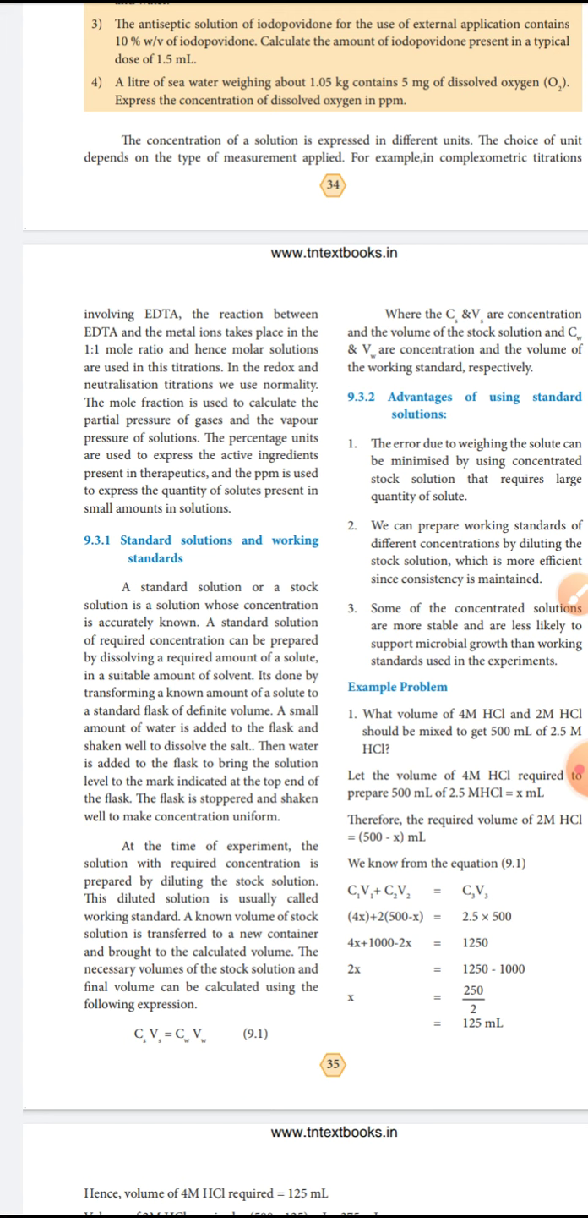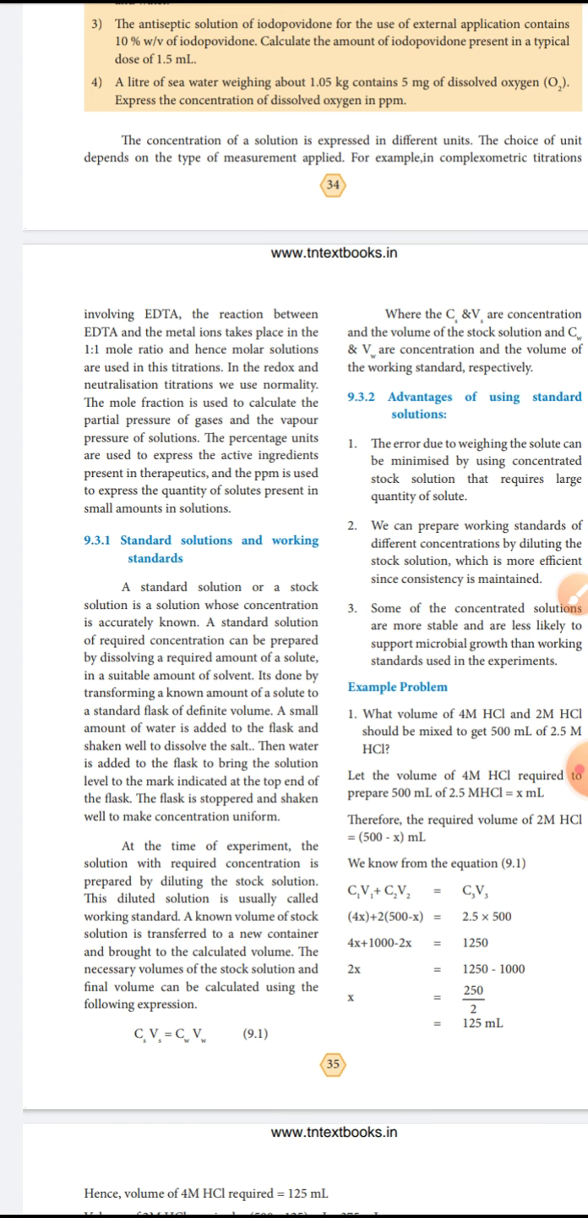ppm was already studied. What does ppm mean? Parts per million. It is used to express the quantity of solute present in a small amount of solution.